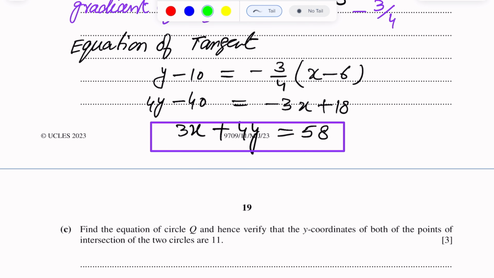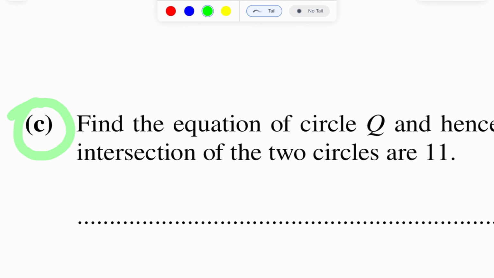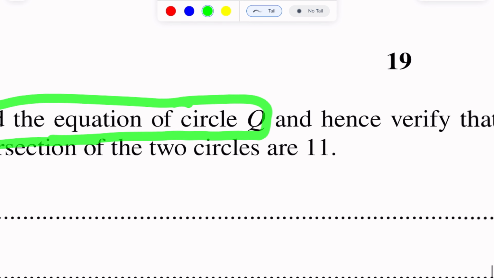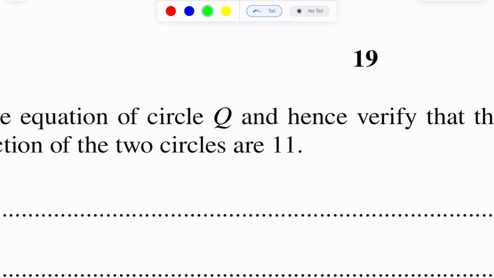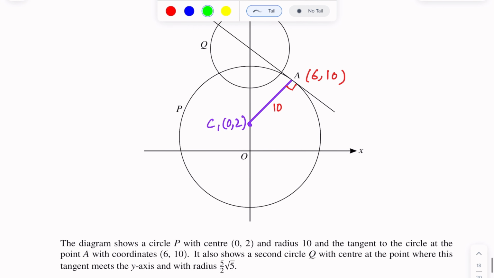The next part of this question is part C. Find the equation of circle Q. First we will find the equation of the circle Q.